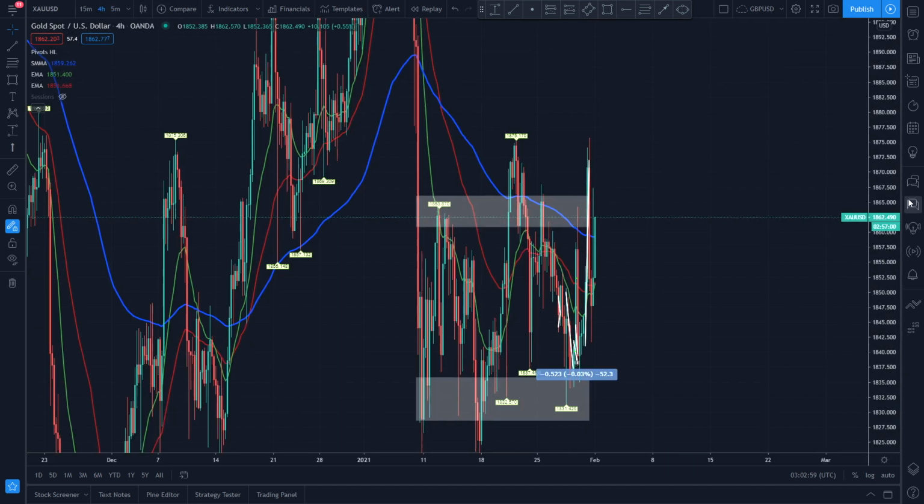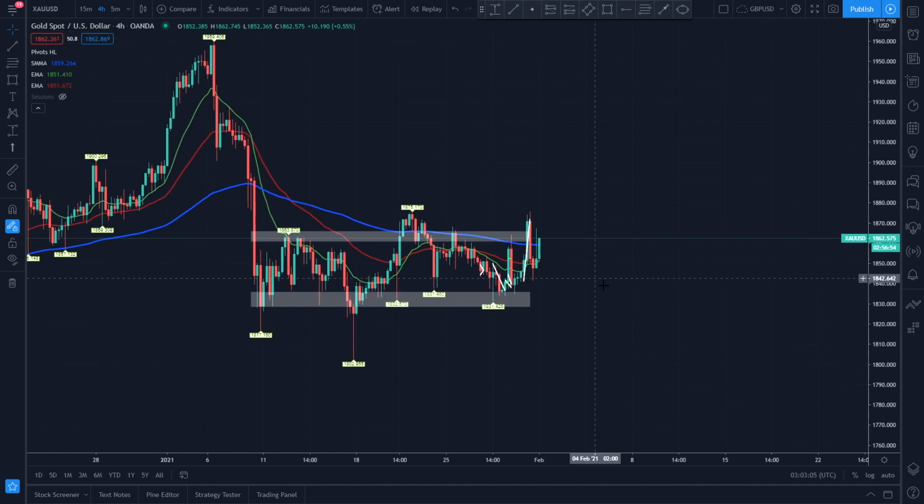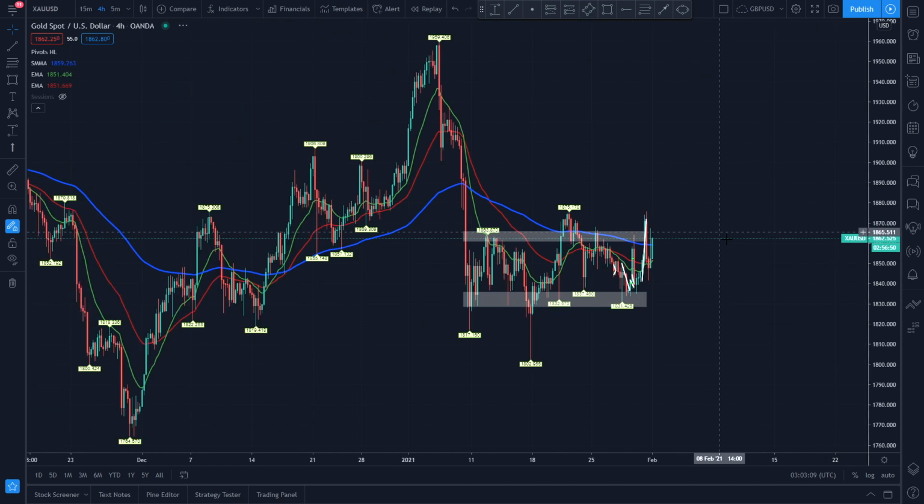All right. So that's pretty much what I'm doing with gold right now. Since it's consolidating, I'm just taking advantage of that. Gold is not really doing anything as far as trending.